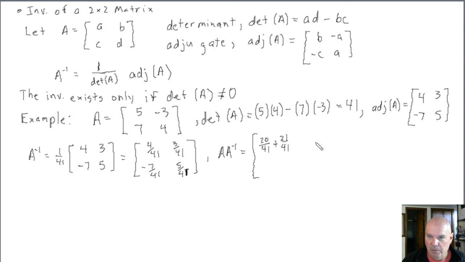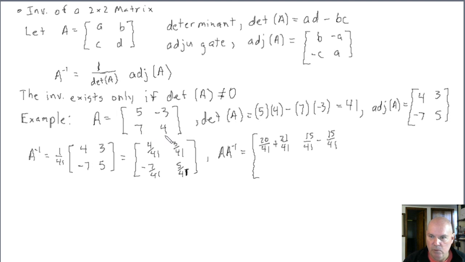For the element in the upper right, we take the first row of A times the second column. This is the 1, 2 position. So the first row of A, first row of the first matrix, times the second column of the second matrix. We're going to have 15 over 41. And then we'll have minus 3 times 5 over 41, so minus 15 over 41. Again, that's equal to 0, so again, that's good. That's what it should be if this is going to be equal to the identity matrix.